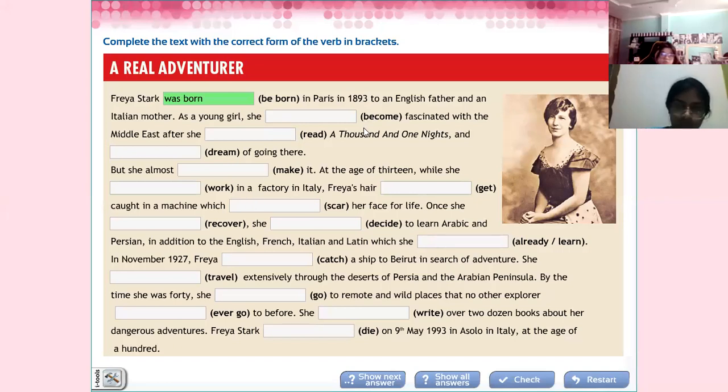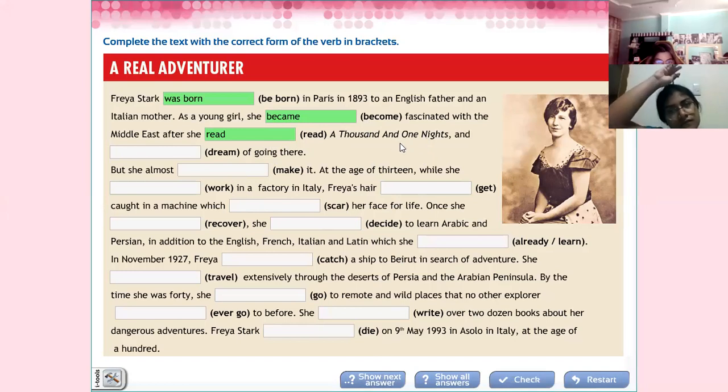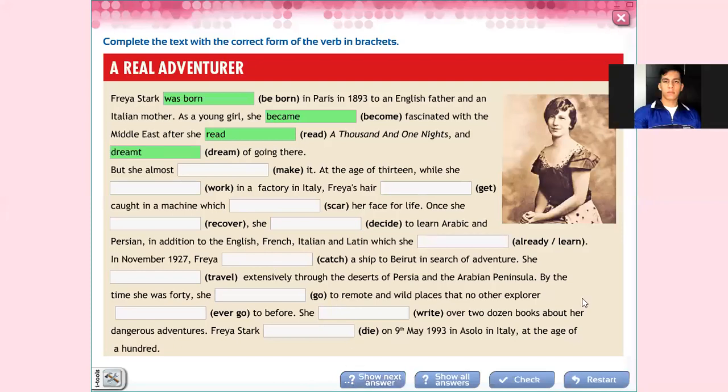As a young girl, she became fascinated with the Middle East after she read 1001 Nights. I really recommend this story, guys. I don't know if you have read it. And continue. And dreamt of going there. Exactly, dreamt. That's the past tense of dream. Copy, guys. All right, Elias Medina, continue. But she almost.